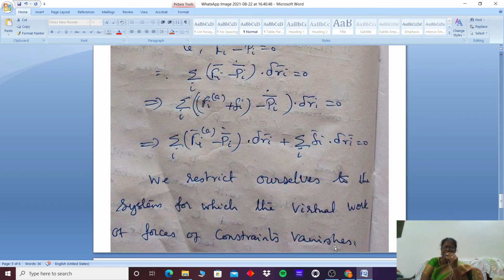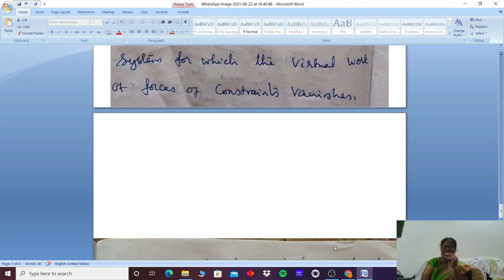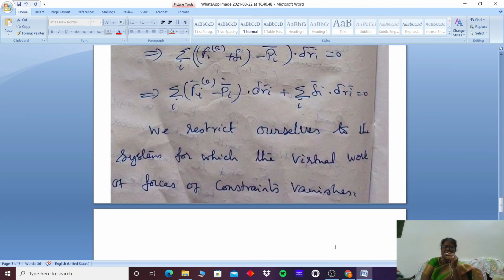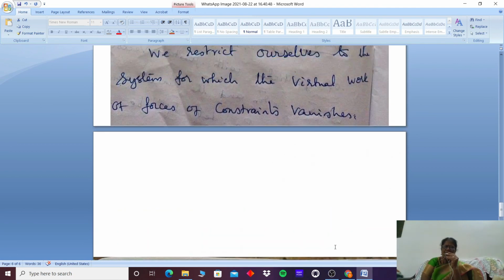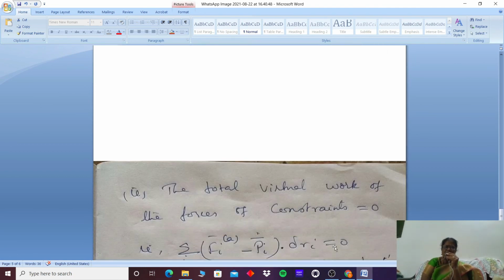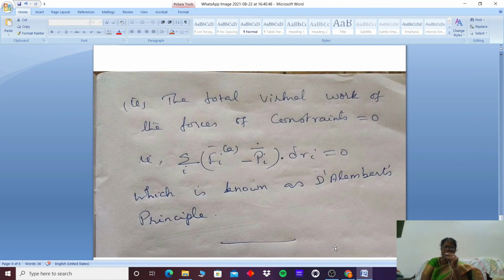Now, like the previous one, here also we are restricting ourselves to the system for which the virtual work of the force of constraint vanishes. That means sigma over i small fi dot delta Ri equal to 0. So if you make that 0, then we will be left with only the first term, that is sigma over i Fia minus Pi dot, dot delta Ri equal to 0, which is known as D'Alembert's principle. Do you understand? Okay, thank you girls.